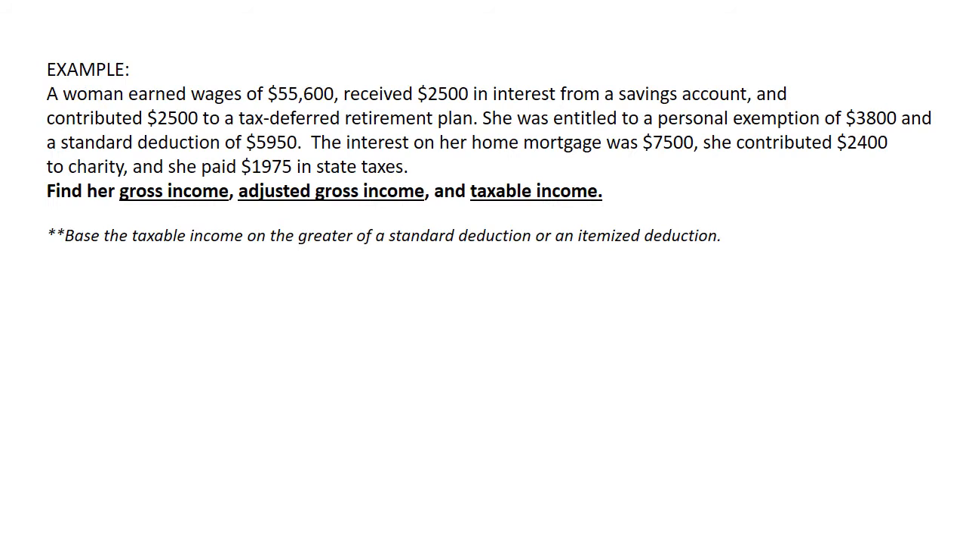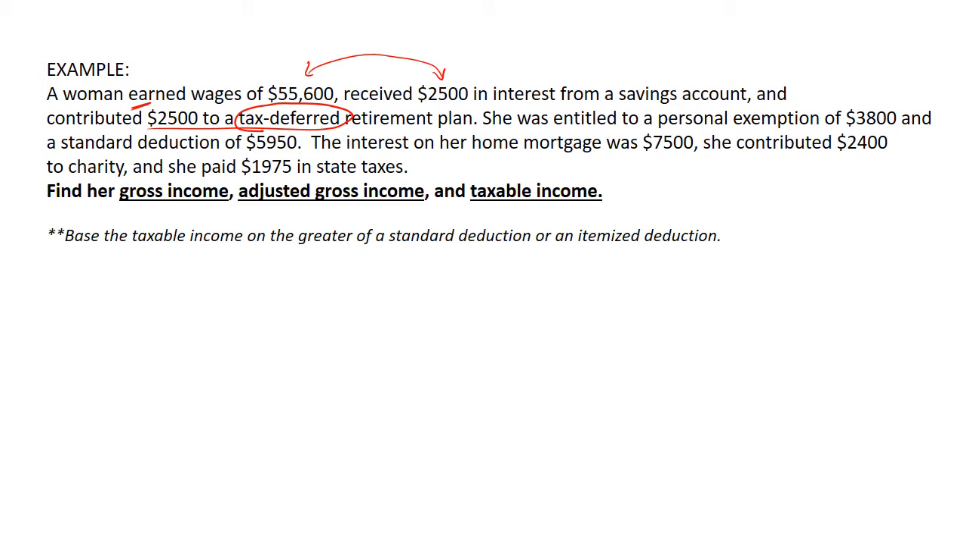Now here's another example. A woman earns wages of $55,600 and receives interest from a savings account. So these two monies will add together in the eyes of the IRS because that's money that she received. However, she contributed $2,500 to this tax deferred. Now you realize that's something we can subtract.